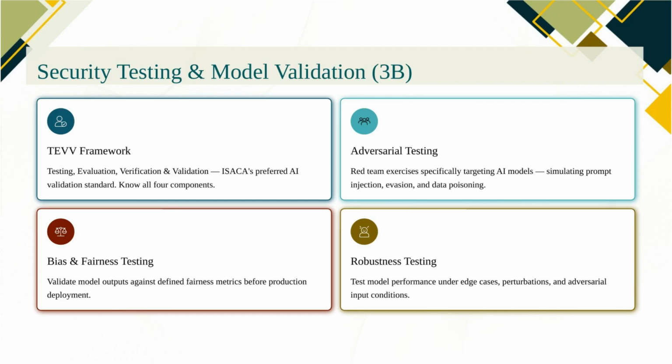Validation confirms that the right model was built. It addresses the actual business problem in a safe and reliable way. The exam distinguishes between functional testing and security validation. Passing functional tests does not mean a model is ready for production. You need both. Red team exercises that specifically target the AI model, trying to fool it, poison it, extract it, are a key component of adversarial testing and should happen before every production deployment.